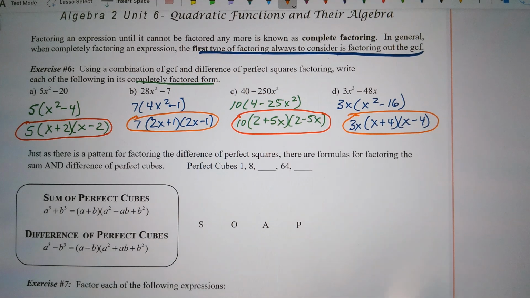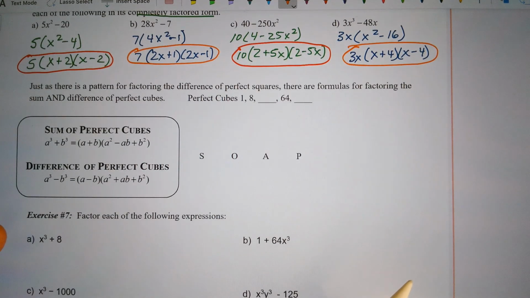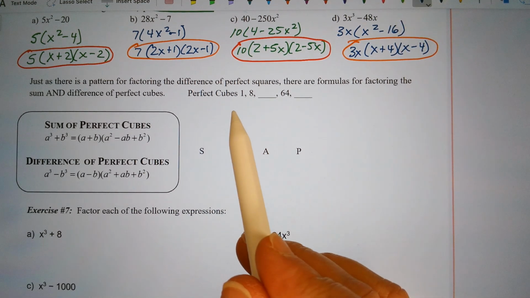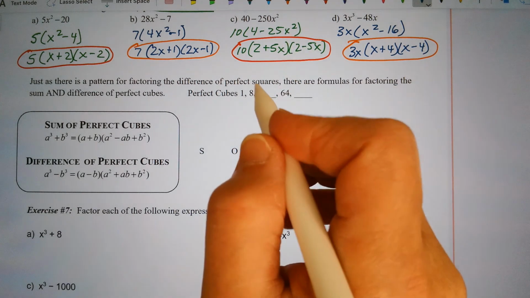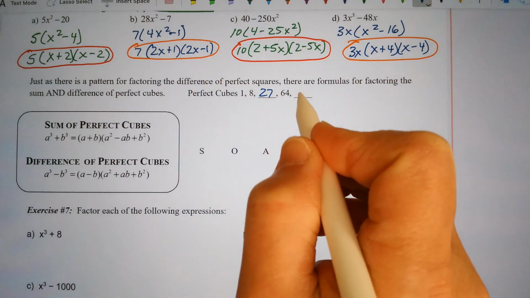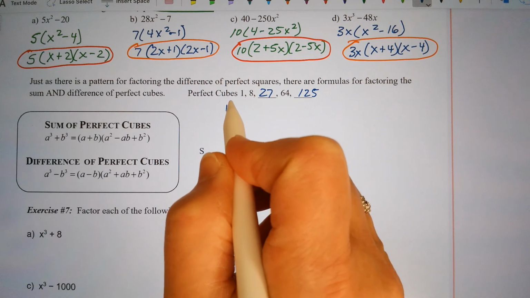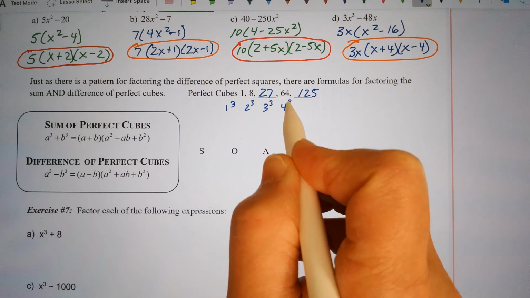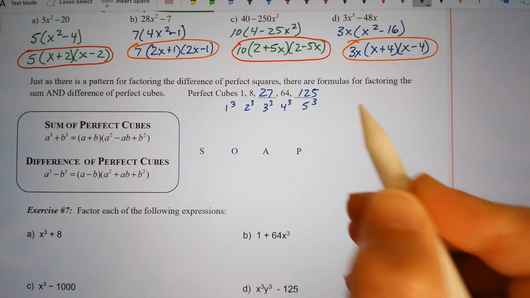Okay. So everything we've done up until this point is you've seen before. You've practiced in Algebra 1. This is new. Sum and difference of perfect cubes. So just as there's a pattern for factoring the difference of perfect squares, there's a formula or pattern for factoring the sum and difference of perfect cubes. So let's first recall our perfect cubes. 1, 8, 27, 64, 125. Right? 1 cubed is 1, 2 cubed is 8, 3 cubed is 27, 4 cubed is 64, and 5 cubed is 125.